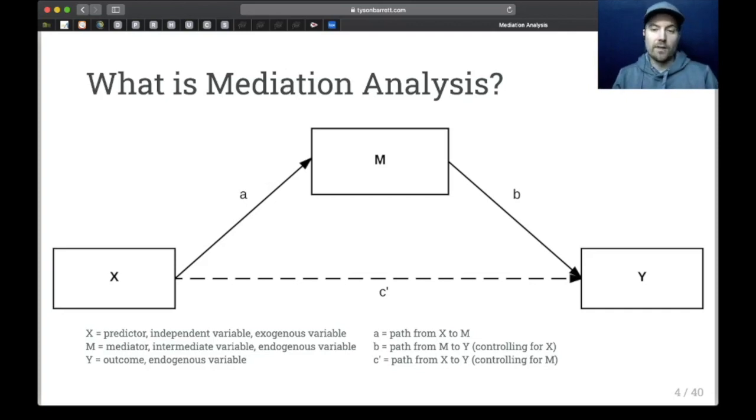You can have lots of different types of models that use these terms that look a lot like mediation but aren't exactly called mediation. The stuff that we talk about today should apply pretty well to even those other types of models. So we have X, it's a predictor. M up top is the mediator, and then Y is the outcome.